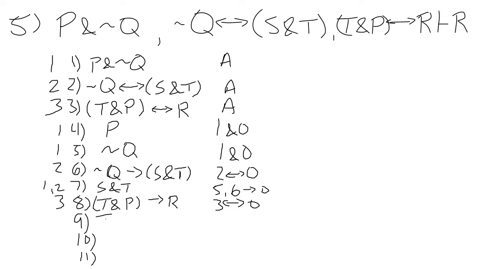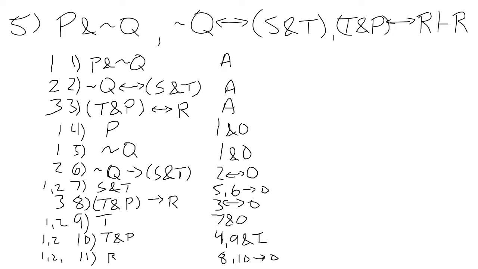Well, I can get the T from 7 and out, and I've already got the P in 4, so I can put those together. That will be from 4 and 9, and in. 4 and 9, that's 1 and 2, and then I can get R from 8 and 10, arrow out. And then I didn't need anything else. That was the conclusion I was looking for, so that's it.